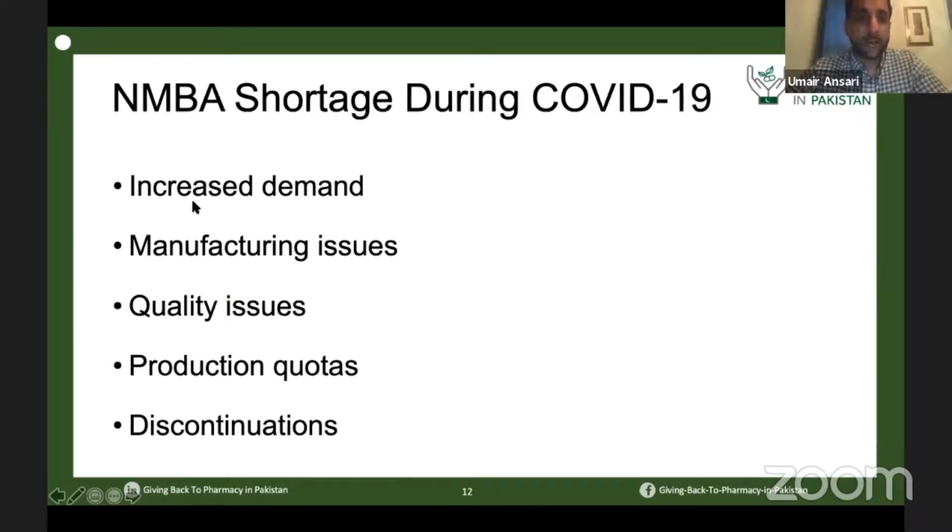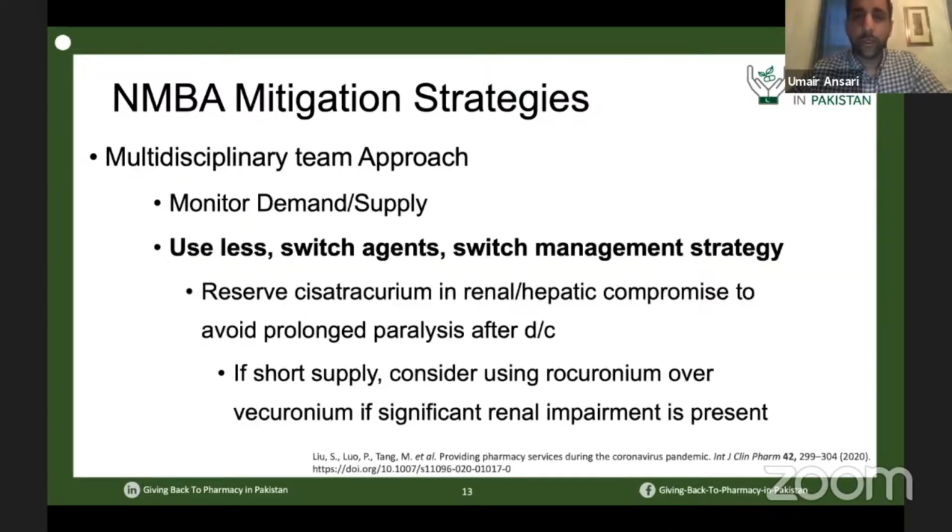Obviously, there will be an increase in demand because patients may need it given their condition, given how sick they are, and we know how sick these patients can get. There could be manufacturing issues that could lead to shortages, quality issues, which can happen, production quotas. So this is why it's very important for managing supply, managing procurement, and also discontinuations. However, that does not apply to our area because obviously we are using these drugs and we need to.